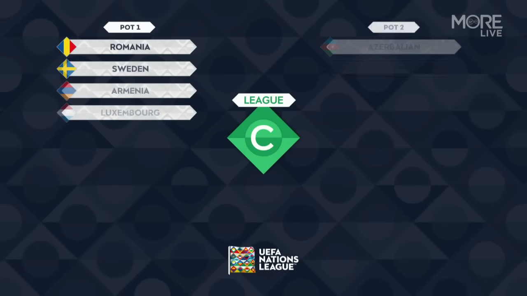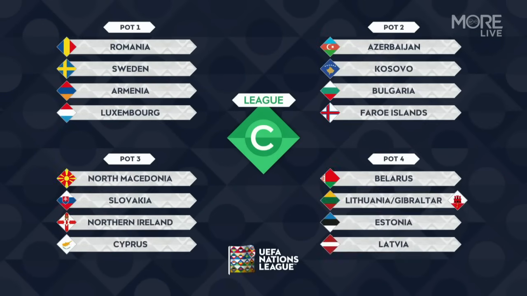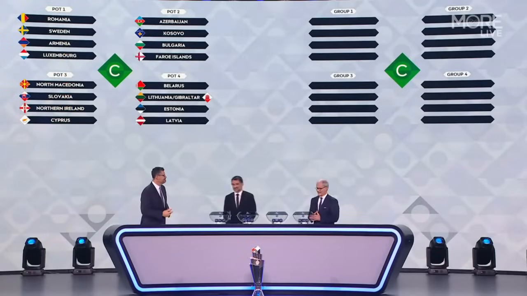Let's take a look at the 4 pots in League C. In pot 1, we have Romania, Sweden, Armenia, and Luxembourg. In pot 2, it's Azerbaijan, Kosovo, Bulgaria, and the Faroe Islands. Pot 3 contains North Macedonia, Slovakia, Northern Ireland, and Cyprus, while the teams in pot 4 are Belarus, Lithuania or Gibraltar, Estonia, and Latvia. Over to you, Giorgio.